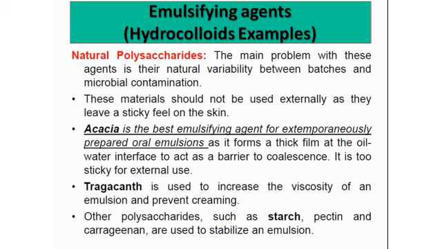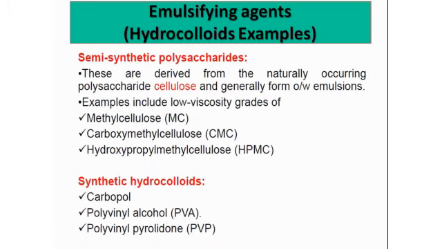The next example is tragacanth. It is used to increase the viscosity of the emulsion and prevent creaming. Other polysaccharide examples, starch, pectin, and carrageenan, are also used to stabilize emulsions. All these hydrocolloids act by forming a multimolecular layer over the dispersed phase. You also have semi-synthetic polysaccharides, derived from the natural ones, from cellulose: methyl cellulose, carboxymethyl cellulose, hydroxypropyl methyl cellulose. Even you have synthetic hydrocolloids like carbopol, polyvinyl alcohol, and polyvinyl pyrrolidone.